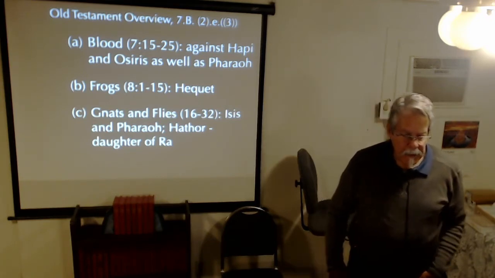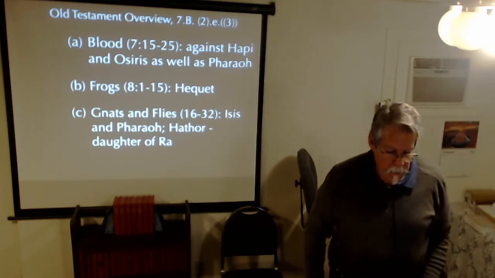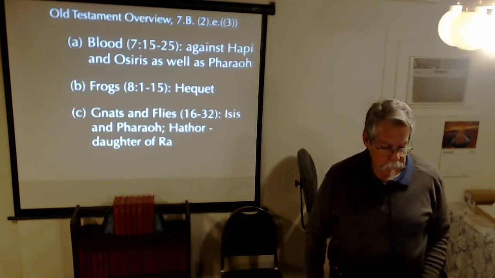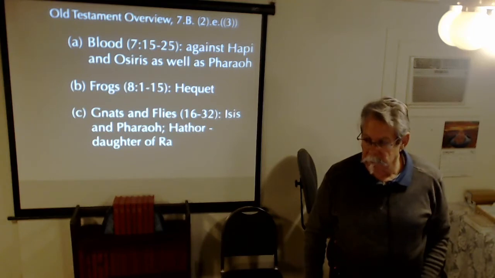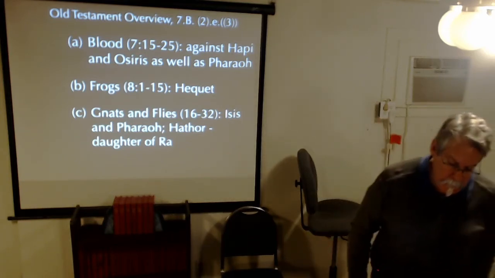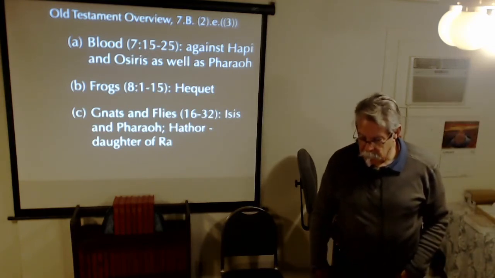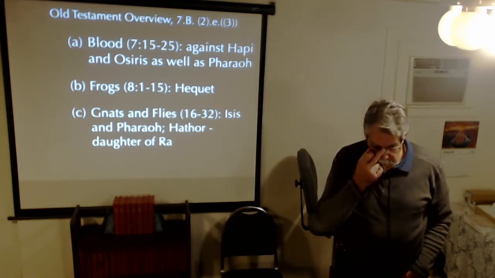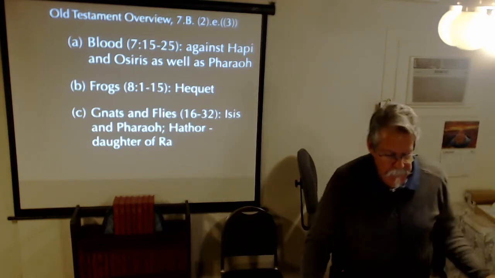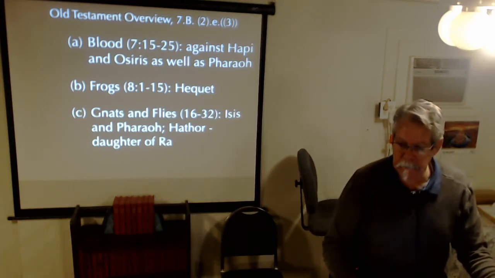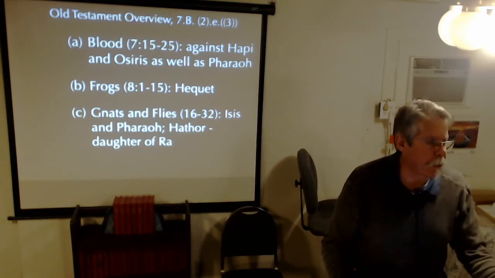God makes it clear that the Hebrews are his people by only allowing the plagues to hit the Egyptians. That's brought out multiple times, but here the closest time is chapter 8, verses 22 and 23.